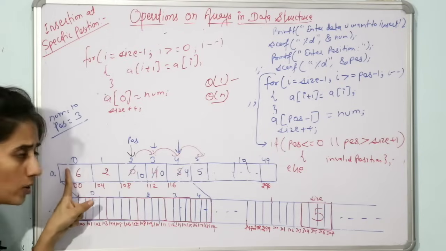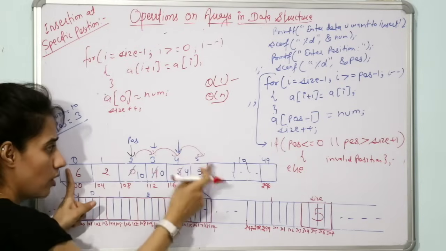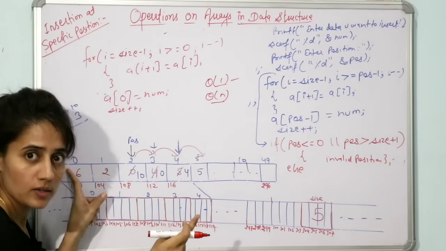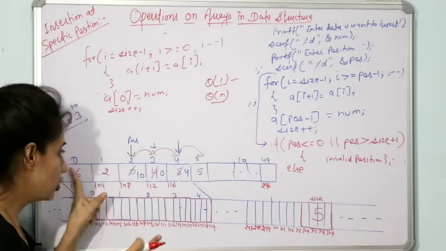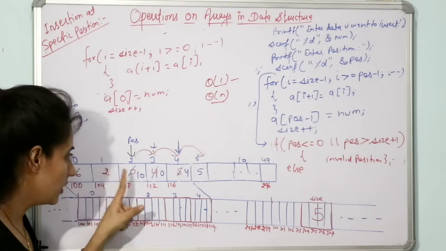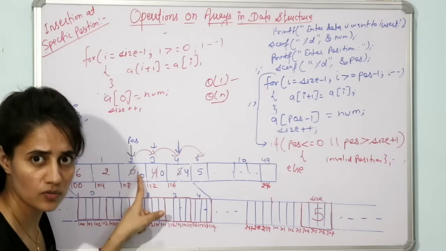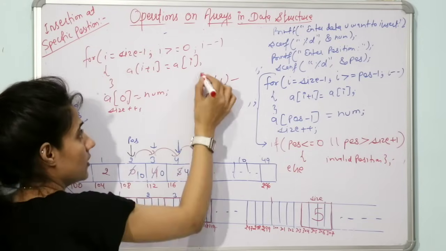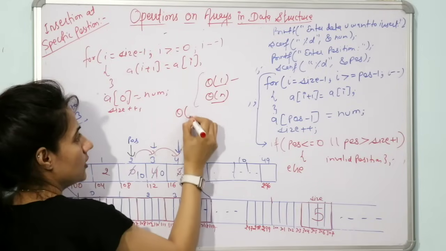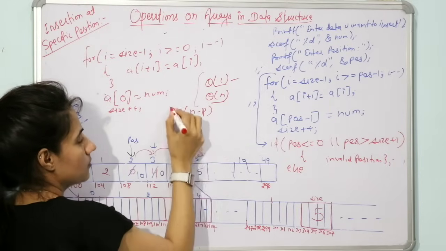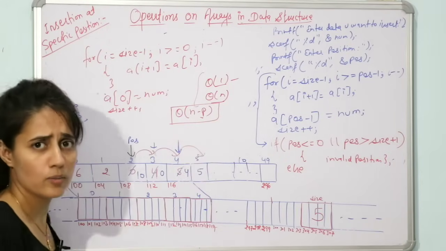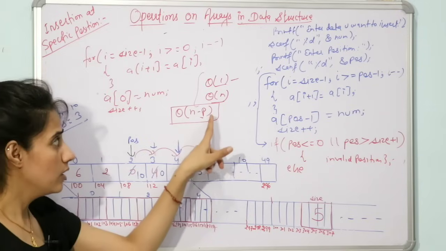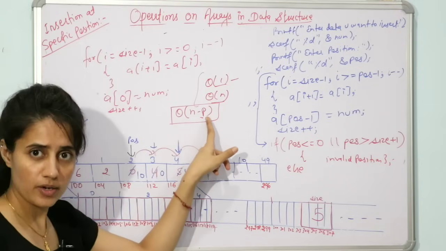If the position is this one, 1, then you have to shift all the elements, fine, that is n shifts. If the position is this one, then n minus 1 shifts, then if the position is this one, then n minus 2 shifts, like this. If the position is this one, then no shift operations. So rather than writing this, you can also write theta n minus p, where p is the position. It depends on the position given, fine.